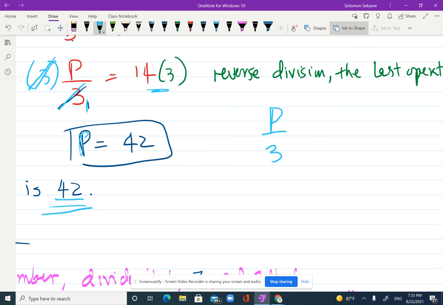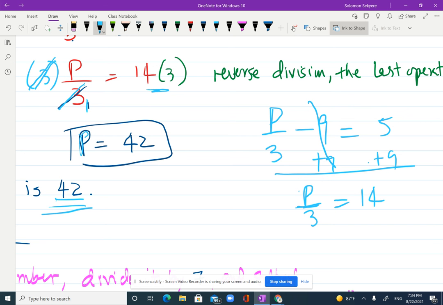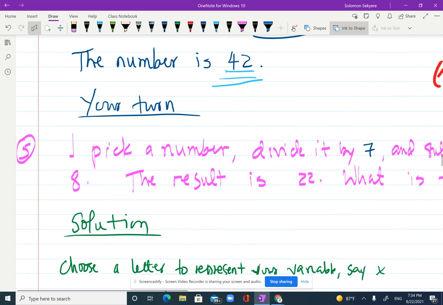So again, these are the steps. P over 3 minus 9 equals 5. First step, reverse subtraction with addition, okay? And then that goes away. What's left on the left-hand side? P over 3 equals 14. There's division here. How do we reverse that? Reverse division with multiplication. Multiply both sides by the denominator. That goes away. P equals what? 42. That's your answer.